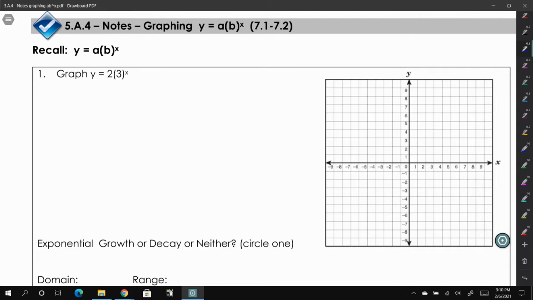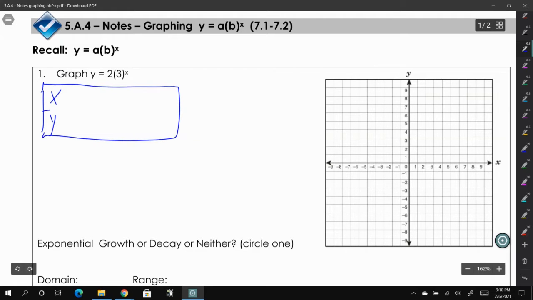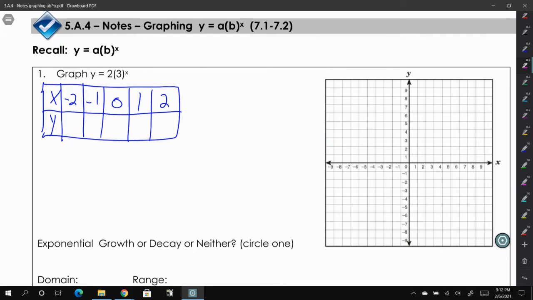Remember when we graphed cube root and square root functions, we had a table. And we're going to do the same thing with exponential functions. So an XY table. And the X values that you're always going to use are -2, -1, 0, 1, 2. Now, the Y values are the values that students usually have an issue with. So what we will always have is 0, 1. That's what we're always going to start with. Then we're going to look at our B value.